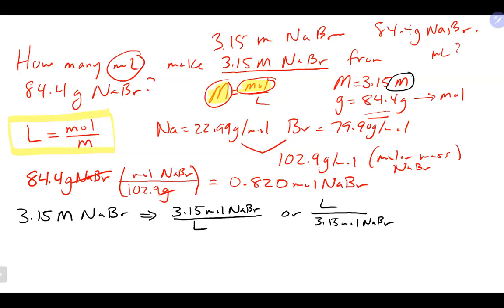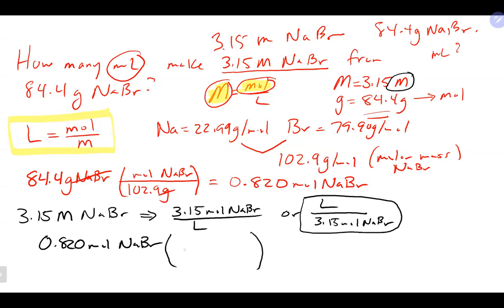So that's how I'm going to do this calculation. I know that I have 0.82 moles of sodium bromide. I'm going to use my molarity as a conversion factor. So I want to go opposite so that the moles cancel.